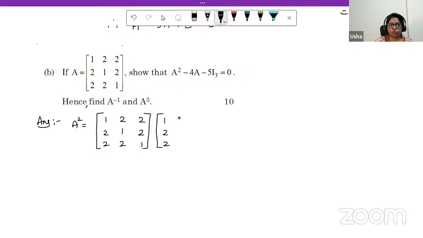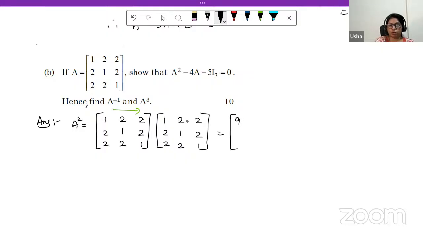Again 1, 2, 2. 2, 1, 2. 2, 2, 1. So we are supposed to multiply each row with every column and write the product matrix. So first, 1 into 1 is 2, plus 2 into 2 is 4, plus this is 4. So 4 plus 4, 8 plus 1, 9.